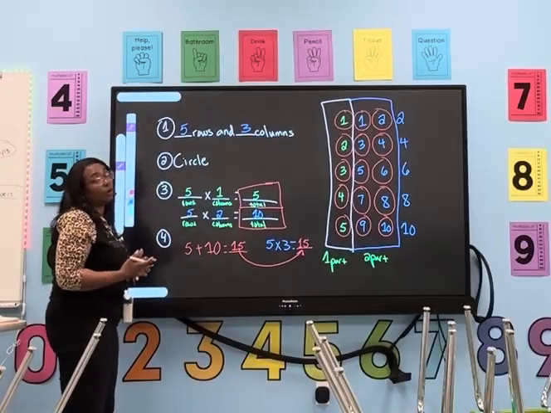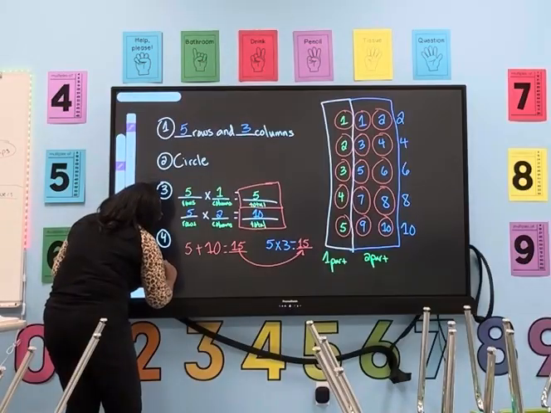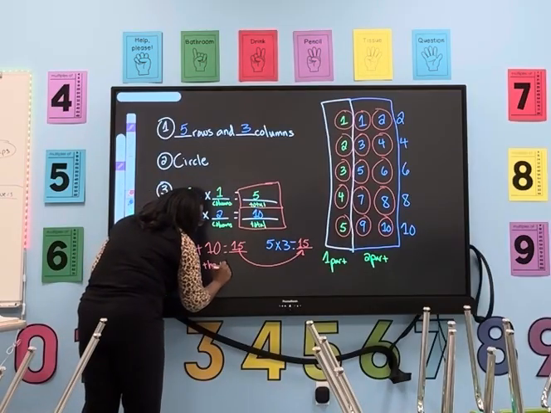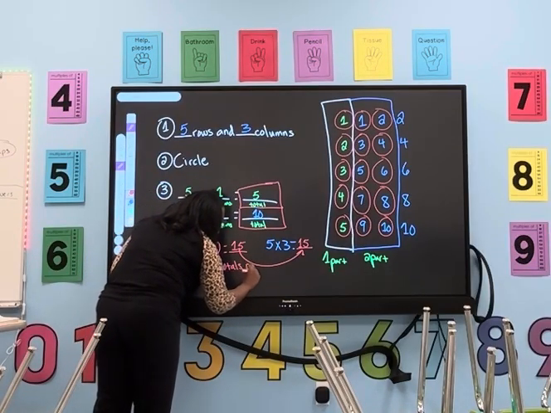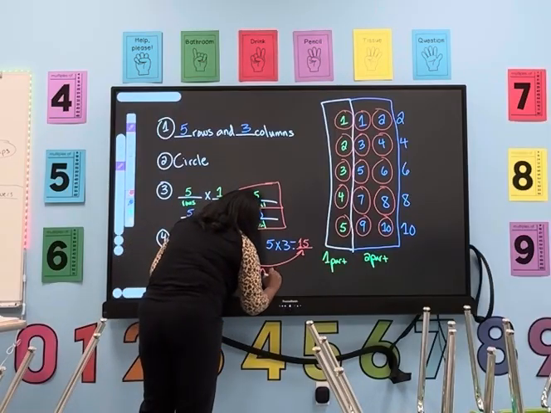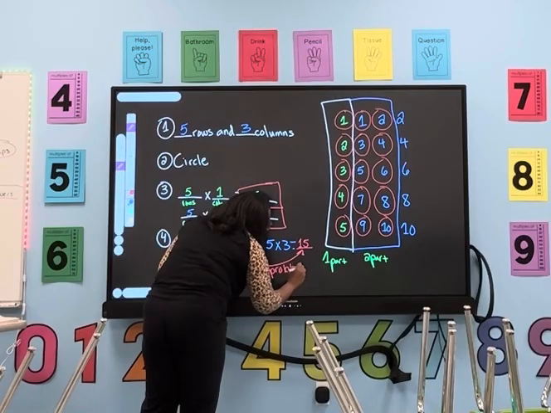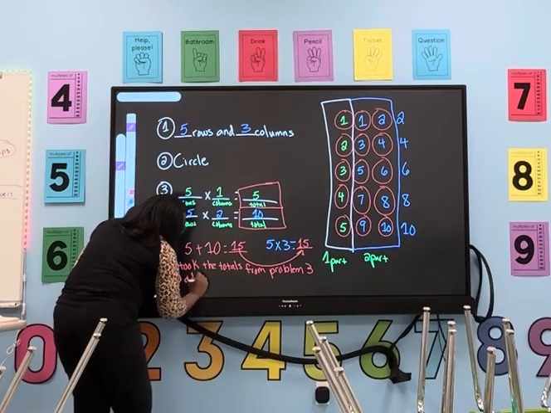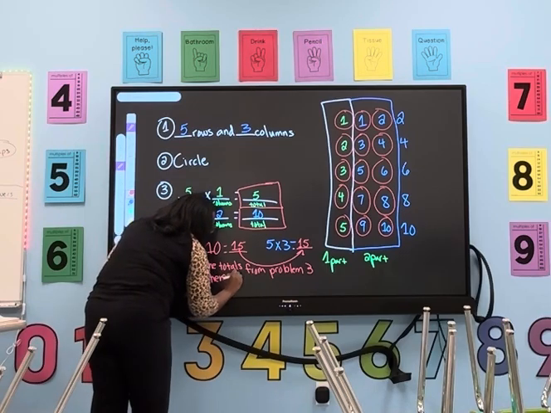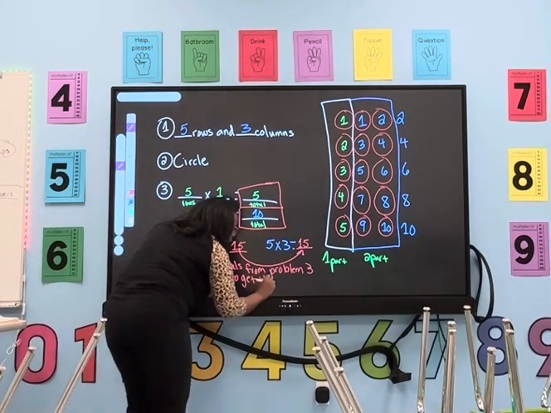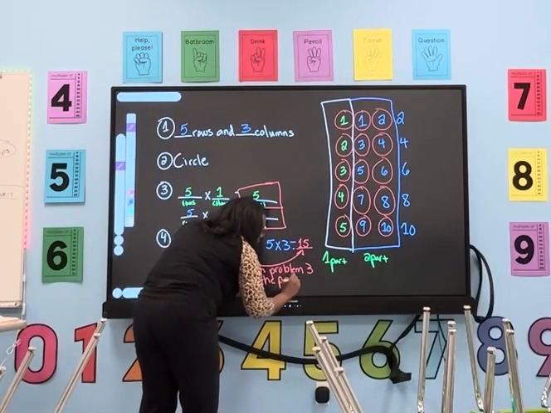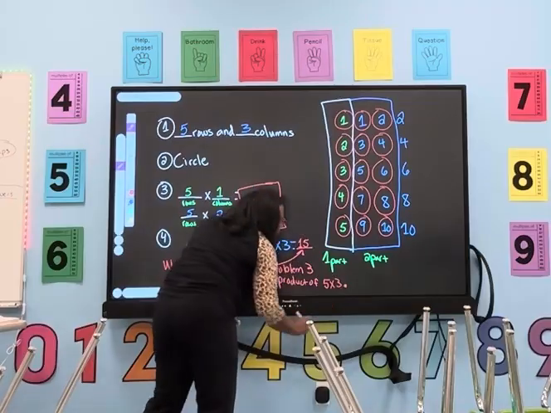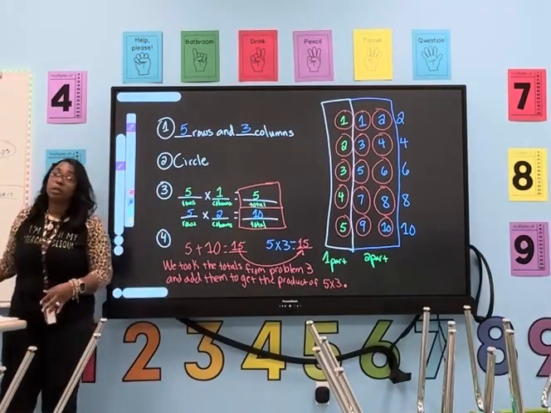Let's use our vocabulary word. So let's go ahead and write that. We took the totals from problem 3 and added them to get the product of 5 times 3. Okay, that would be our explanation.